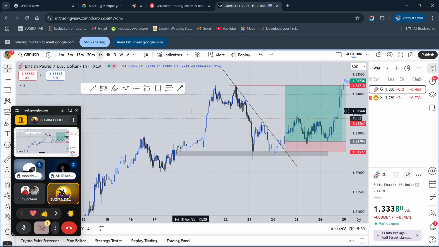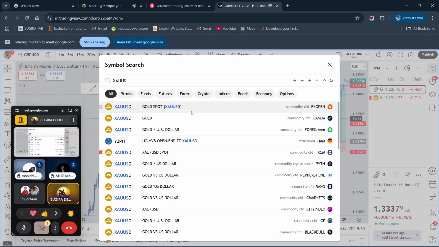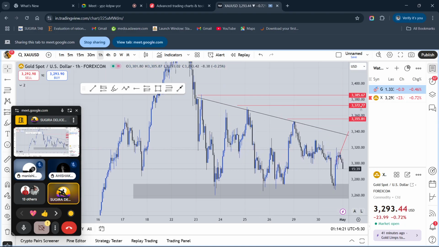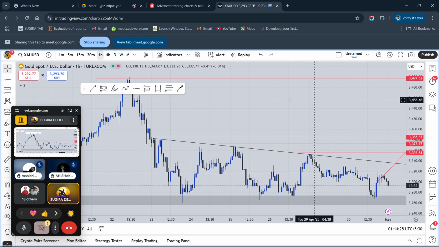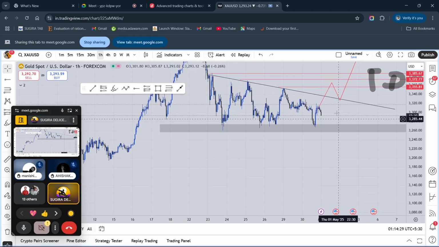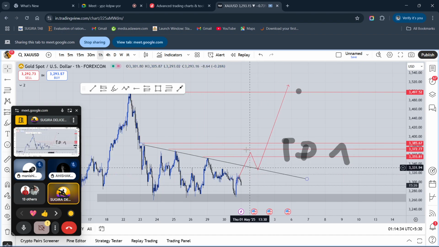Let me check, this was XAUUSD, on forex.com. This is the same thing we are expecting on gold. Can you see, right? We're expecting gold to break this level and come back for a retest. No retest, no entry. That's the point.